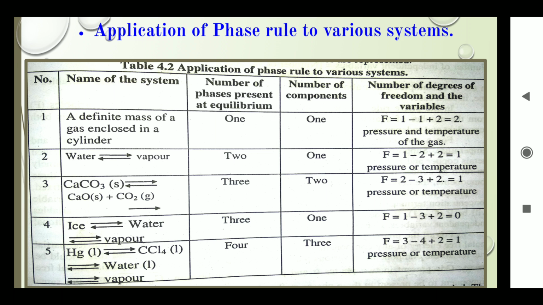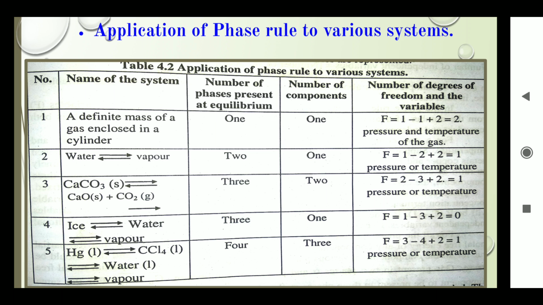Now see the various examples, meaning application of the phase rule to various systems. The first column is the number, second is the system, third is the number of phases present at equilibrium, fourth is the number of components, and last is the number of degrees of freedom and the variables.